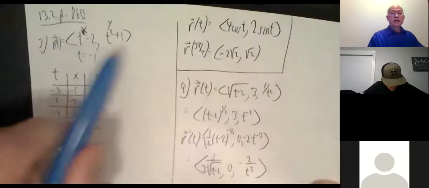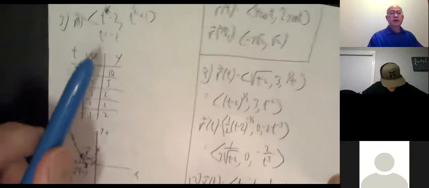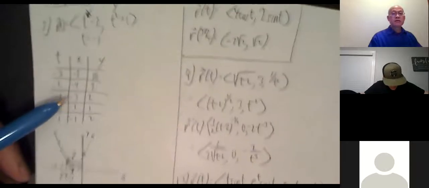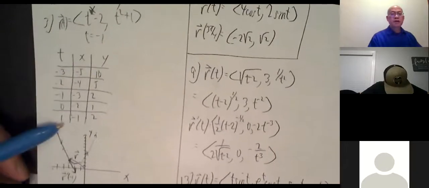So this is obviously 2D, they just give me X and Y at T equals negative 1. Okay, so first come up with a sketch. You can just make a little table here. So I plugged in from negative 3 to 1.